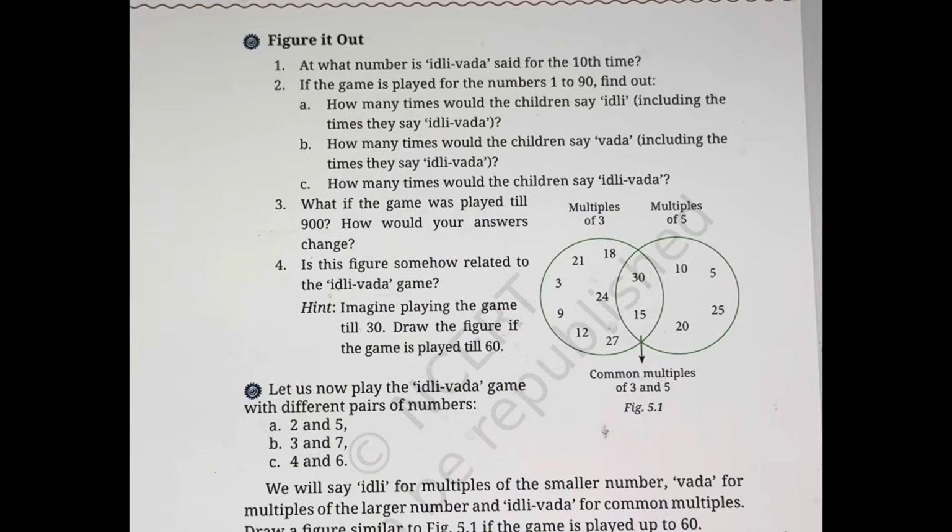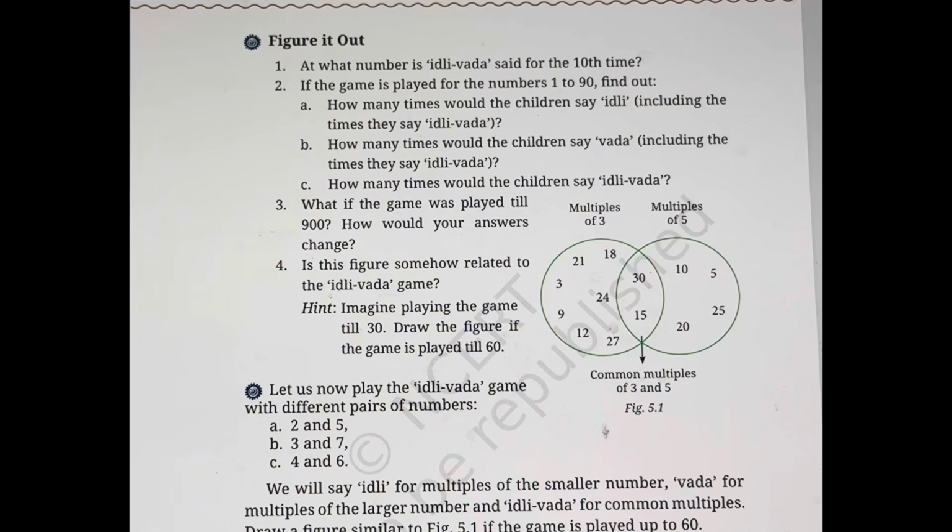Now let us discuss the Figure it Out exercise which is given on page number 108. You have understood what are multiples and common multiples. Based on the idli vada game, there are some questions. The first question is, at what number is idli vada said for the 10th time? We just understood that the first common multiple is 15. So for the 10th time, you multiply 15 by 10. So 15 into 10 will be 150.